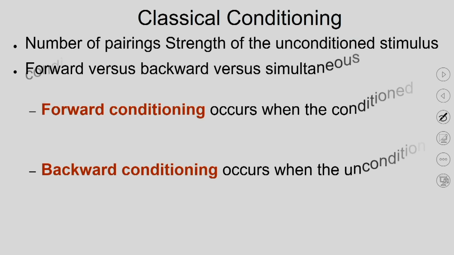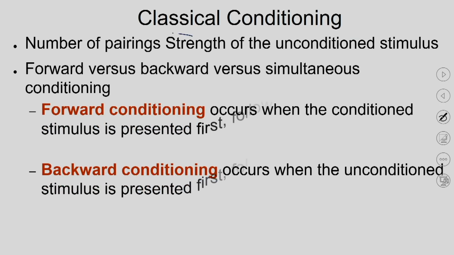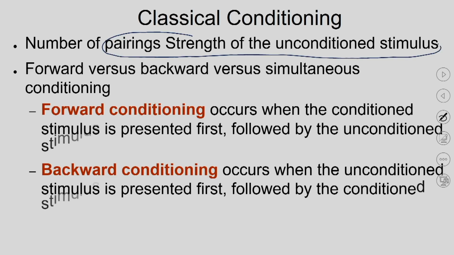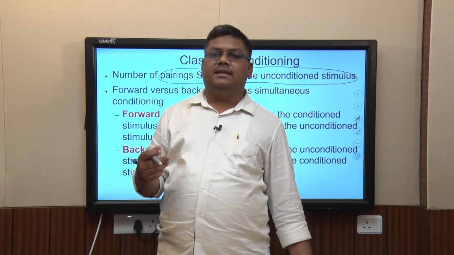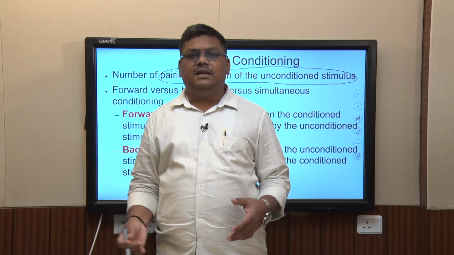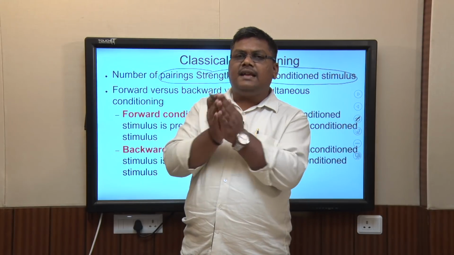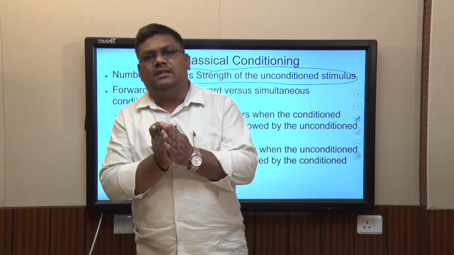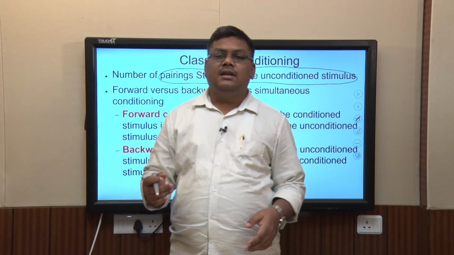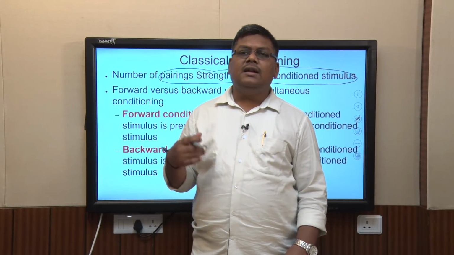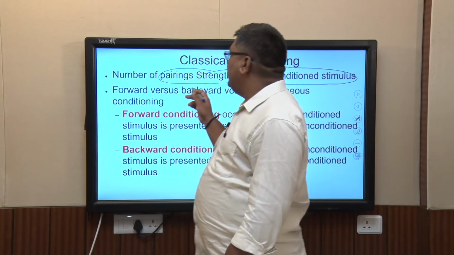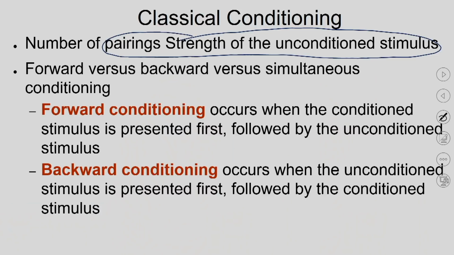Some interesting facts: the number of pairings. The strength of the conditioning is dependent on the number of pairings. As I said, the more times stage 3 happens, which means the neutral stimulus is matched with the unconditioned stimulus, the more times this presentation happens, the higher the chances of the neutral stimulus eliciting the type of response that you want. The more the habit, the more the increase in behavior. So, the more pairings there are, the higher the chances of the behavior happening.